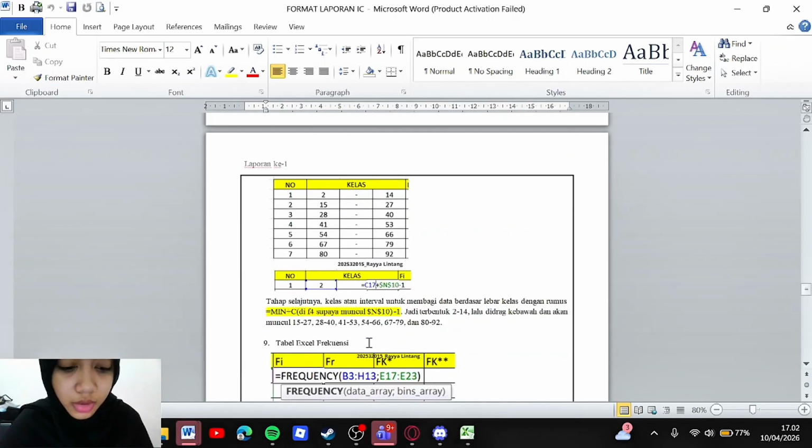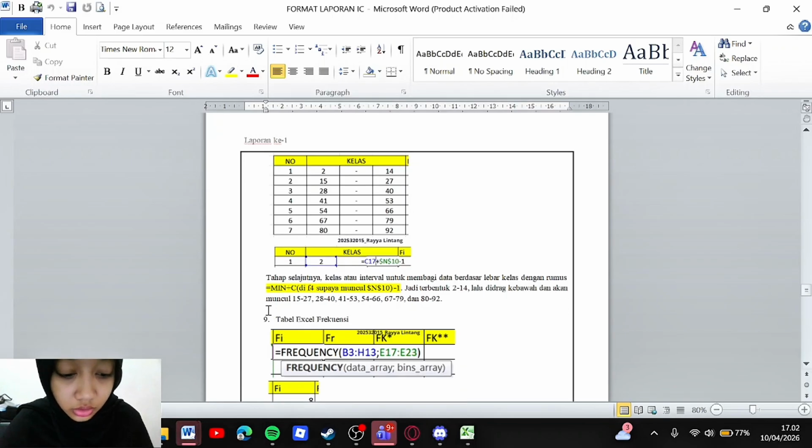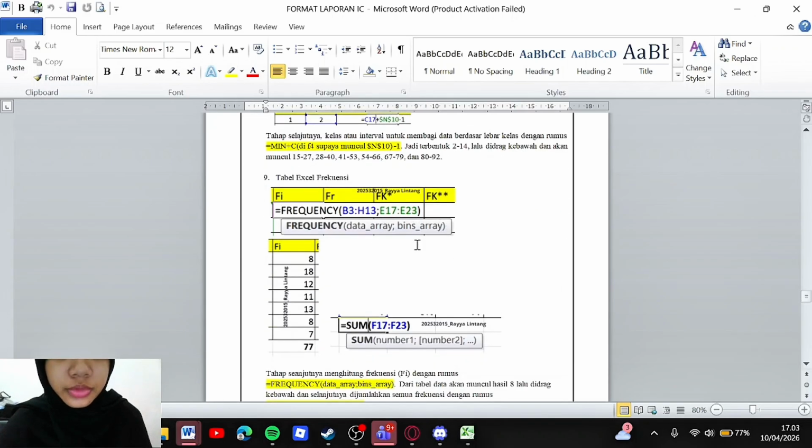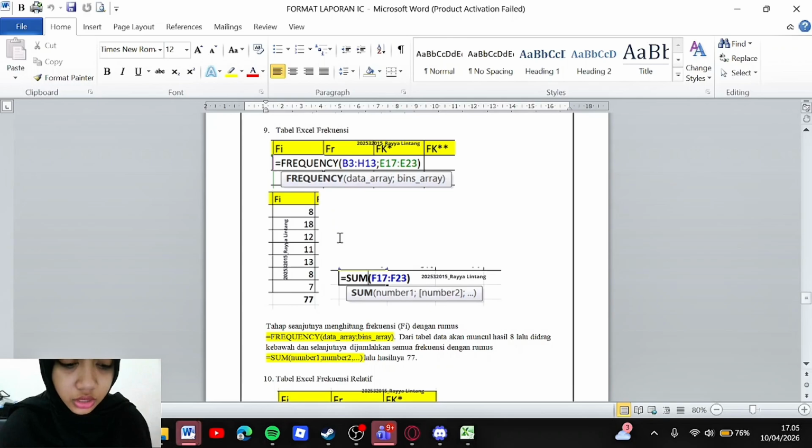The next step is to determine the class interval to divide the data based on the class width. The formula used is minimum value plus class width times frequency minus 1. It can be written as minimum plus c times frequency minus 1 equals class interval. From this calculation, the class intervals are 2 to 14, 15 to 27, 28 to 40, and so on.